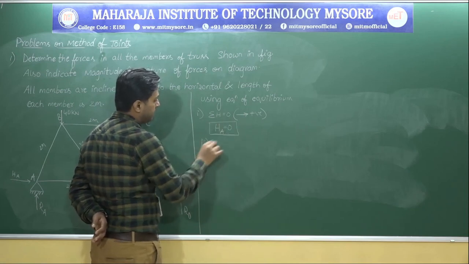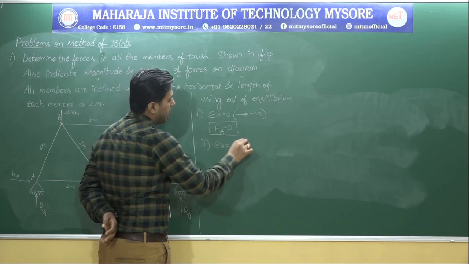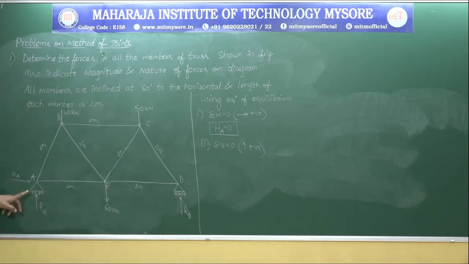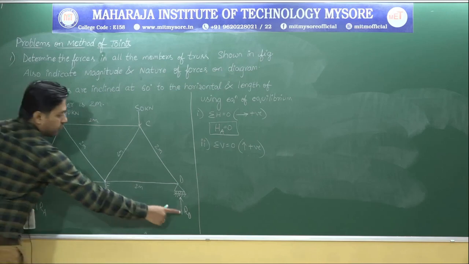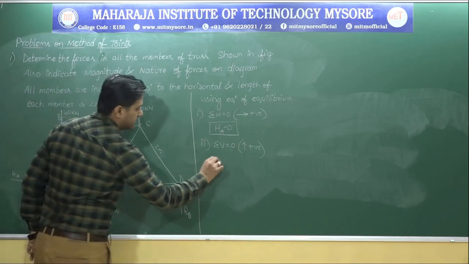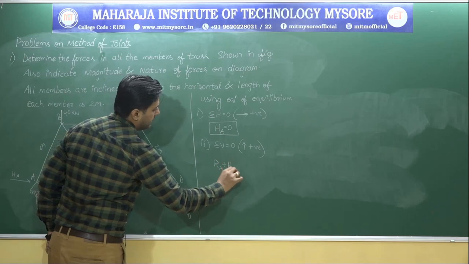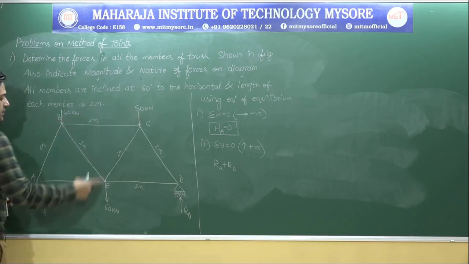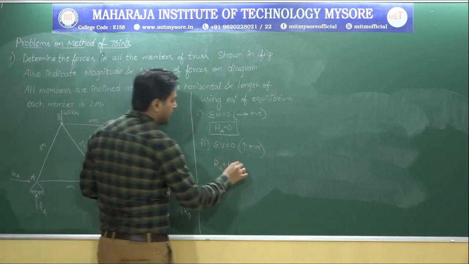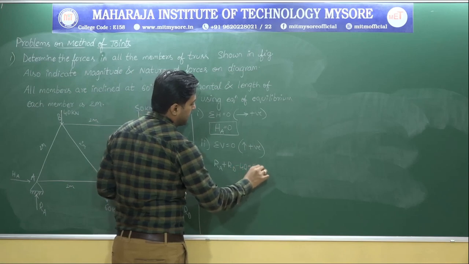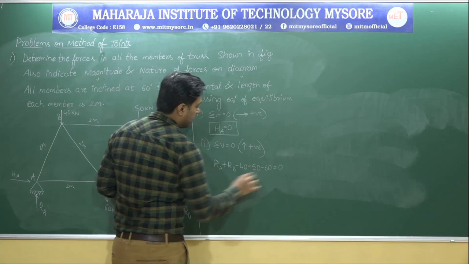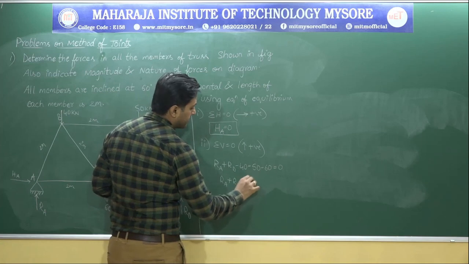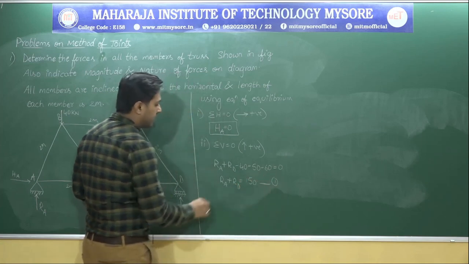Let me go with the second one. Sigma V is equal to 0, upward direction positive. RA is acting in upward direction, so let me take it as positive. RD also is acting in upward direction, that also I will take as positive. So RA plus RD. Next, which are the other forces acting in downward direction? 40, 50, 60. All the forces are acting in downward direction. So minus 40, minus 50, minus 60 is equal to 0. So finally RA plus RD is equal to, if I transfer it to that side, 150. Let me call that equation 1.